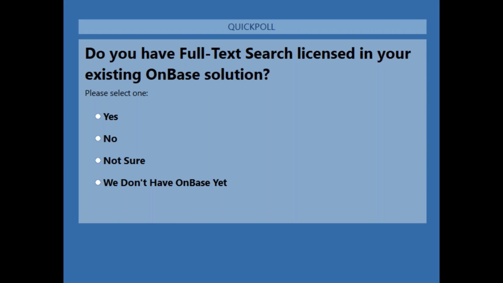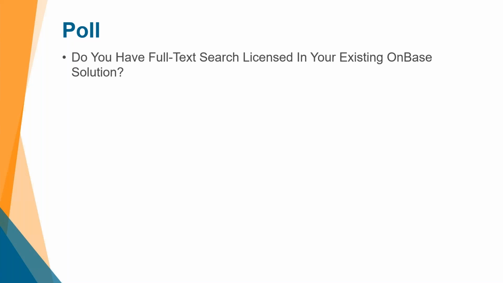And it looks like our responses are slowing down a little bit here. So just to give everybody a little bit of an idea of what I'm seeing here, 24% of you are saying yes, you do have full text search currently licensed. 43% are saying no, and 33% of you are not quite sure. And I don't blame you. Sometimes we don't fully understand everything that is licensed within our system.